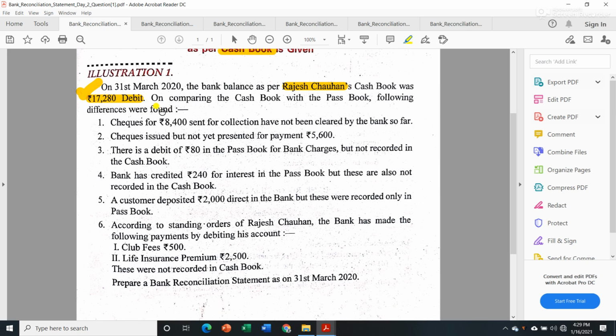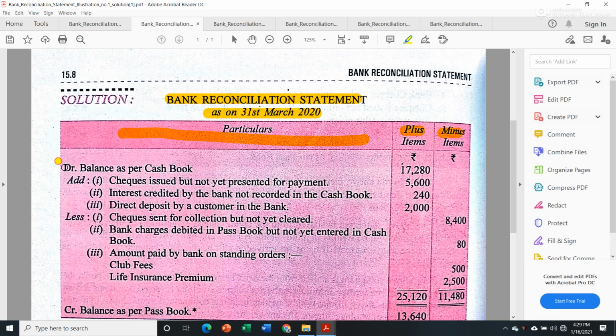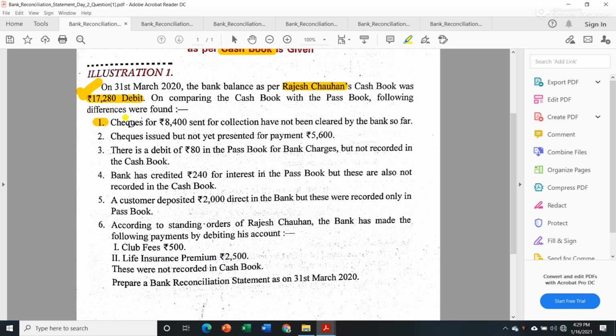Now since the question has clearly mentioned that cash book is showing debit balance of 17,280, we will write debit balance as per cash book, and since debit balance is nothing but plus, we will write in the plus items 17,280. Now let us see the next transaction, that is point number 1.